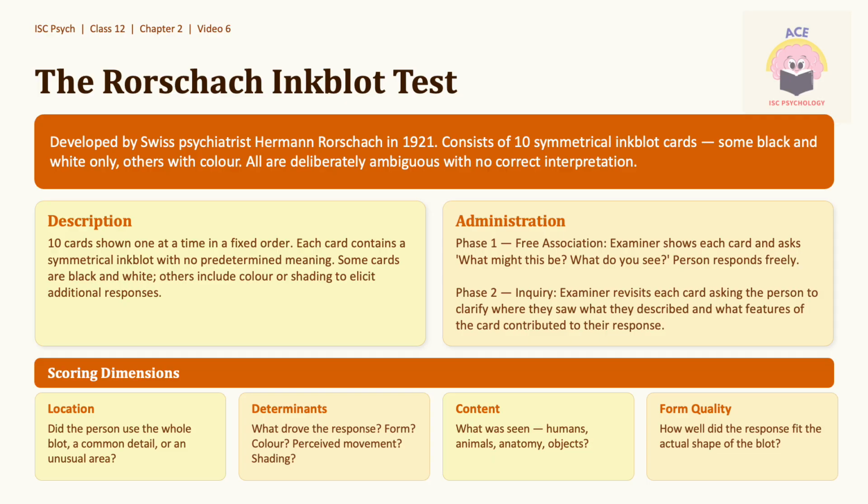So what is the administration? The cards are shown to the person one at a time in a fixed order. For each card, the examiner asks, "What might this be?" or "What do you see?" The person can give as many responses as they wish. After 10 cards have been presented, the examiner goes back through each card in an inquiry phase, asking the person to clarify where on the card they saw what they described and what features of the inkblot contributed to their response.